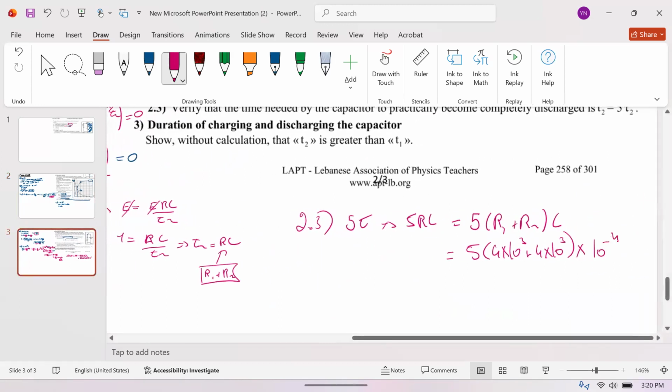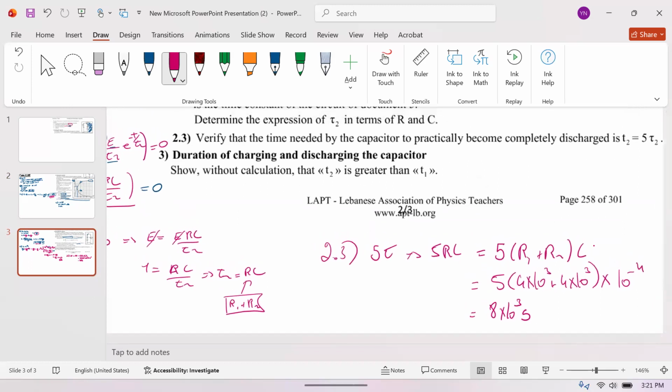So what do we get at the end? 16 times 5. We will get 80, and 80, 10 to the power 2. So it's 8 times 10 to the power 3 seconds. Okay, that's it. So tau here changed because the resistance got higher. Okay, so it needs more time to discharge than charge.